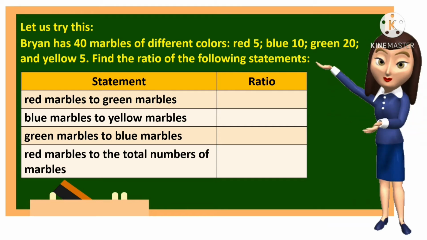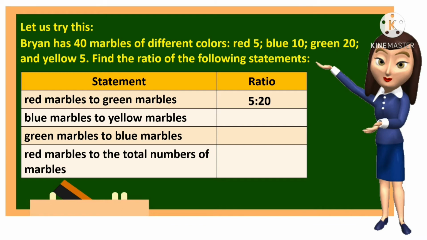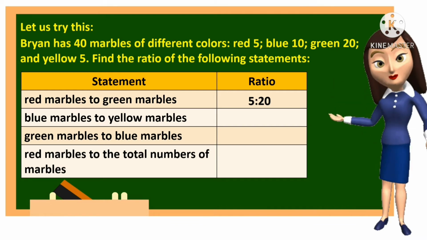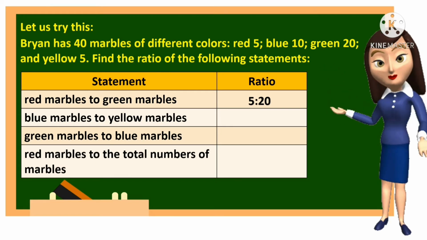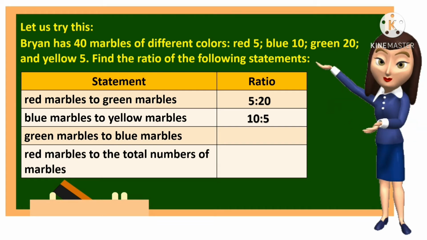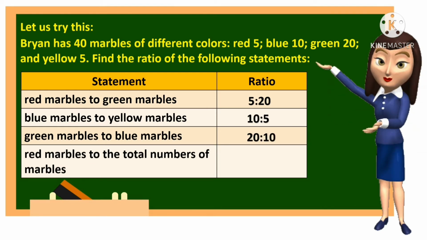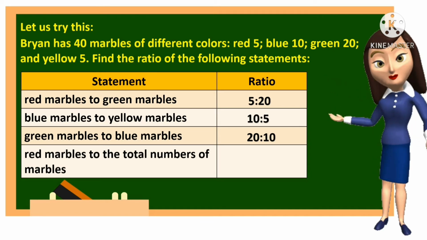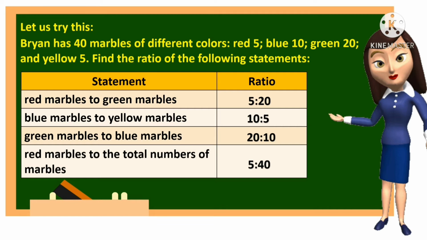What is the ratio of red marbles to green marbles? The answer: 5:20. What is the ratio of blue marbles to yellow marbles? The answer: 10:5. What is the ratio of green marbles to blue marbles? The answer: 20:10. What is the ratio of red marbles to the total number of marbles? The answer: 5:40.